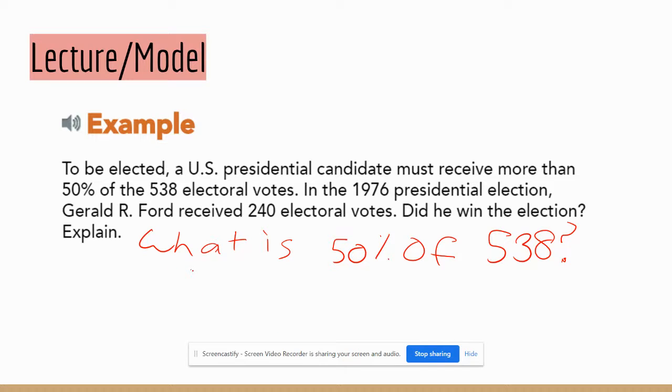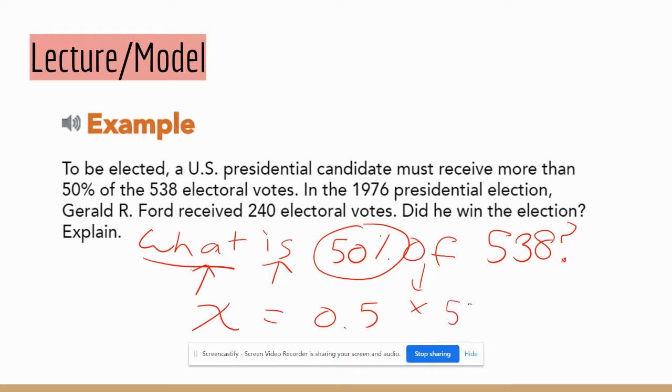All right, so remember, that word what is always going to be a variable. Is always going to mean equals. 50% would be written as 0.5. Of means multiply 538. So just remember, percents are always written as a decimal in an equation. What always is a variable, and is always means equals. I know you guys can do this on your own. I'm just going to type it in my calculator quick in the interest of time.